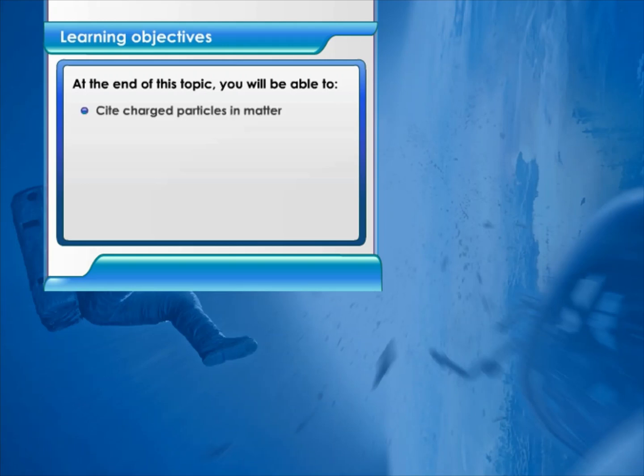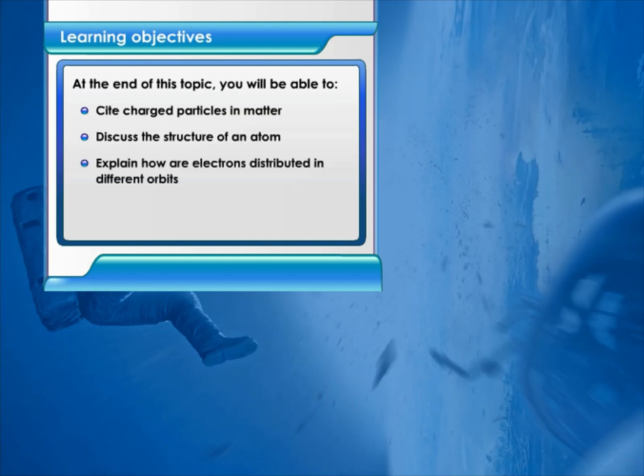Learning objectives. At the end of this topic, you will be able to cite charged particles in matter, discuss the structure of an atom, explain how electrons are distributed in different orbits, define the valency, atomic number, mass number, and isotopes.